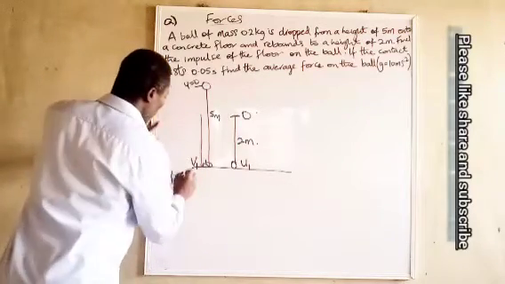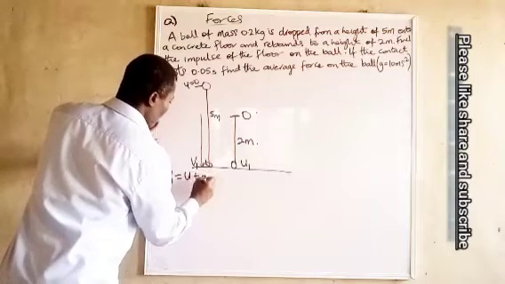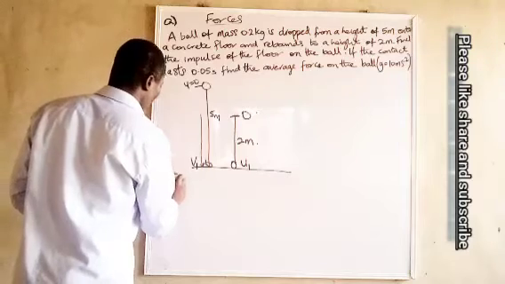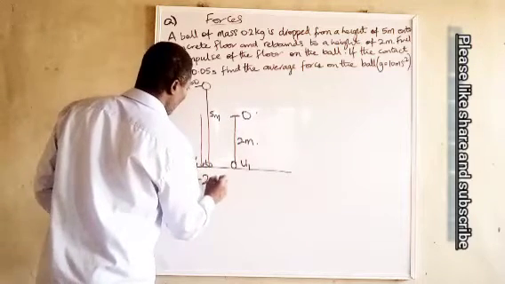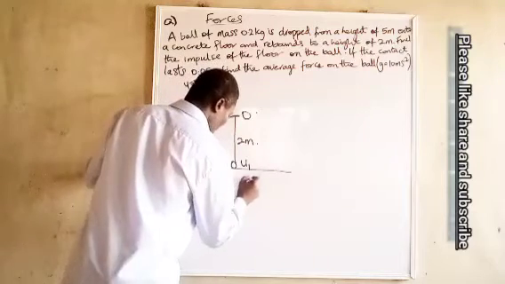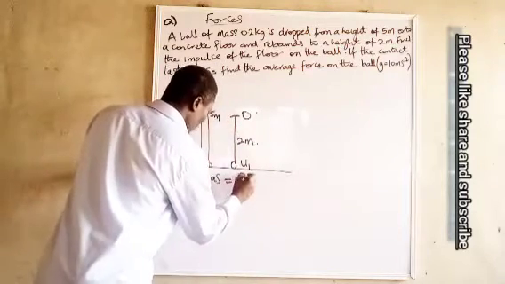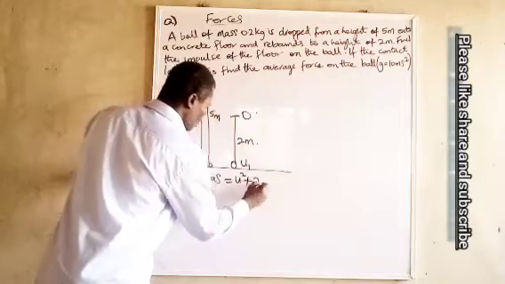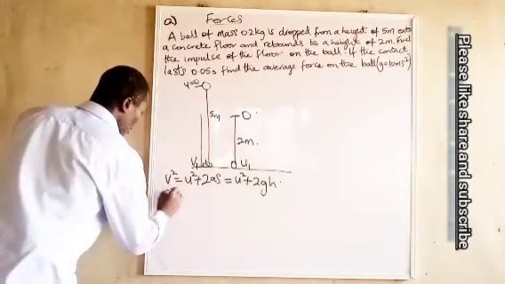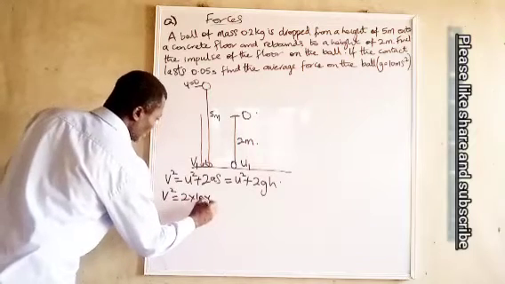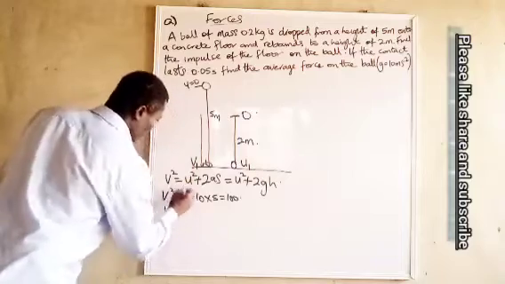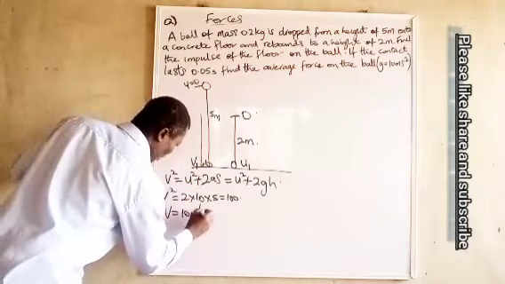V1 equals U plus A. Okay, no. Let me use V squared equals U squared plus 2AS. Here, S is equal to H, so that will be U squared plus 2GH. Our U is 0. So our V squared is equal to 2 times 10 times 5, which is 100. So V at this point is equal to 10 meters per second.